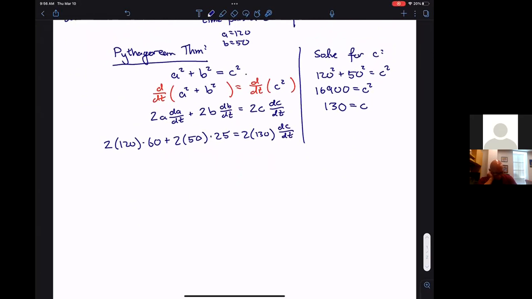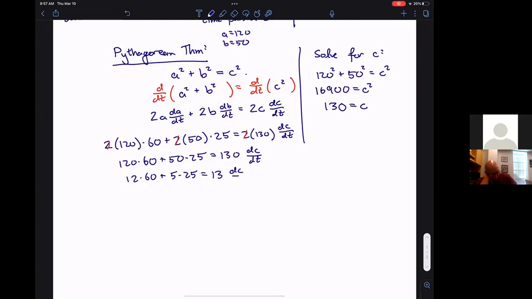So this looks a little bit messy. I'm trying to find ways to save myself a little bit of heartache here. So I'm going to cancel the 2's everywhere right away. I'm trying to avoid using a calculator if I don't have to. So I'm going to get 120 times 60 plus 50 times 25 equals 130 times dC/dt. And now notice I can divide by 10 everywhere, so I can make it even a little bit simpler. So divide by 10 on both sides and I get 12 times 60 plus 5 times 25 equals 13 dC/dt.